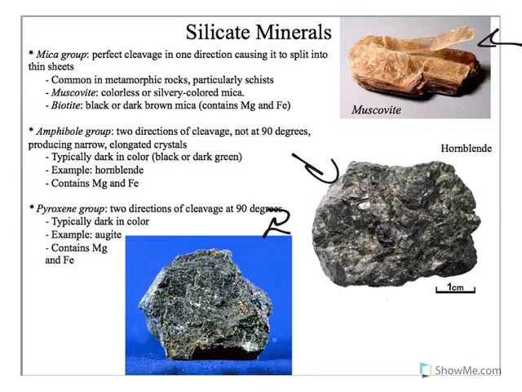The way that we can tell these two apart is by looking at their cleavage angles. Amphiboles have cleavage that doesn't sit at 90 degrees, and pyroxenes have it that do. That's really the only way to tell these two groups apart from each other.